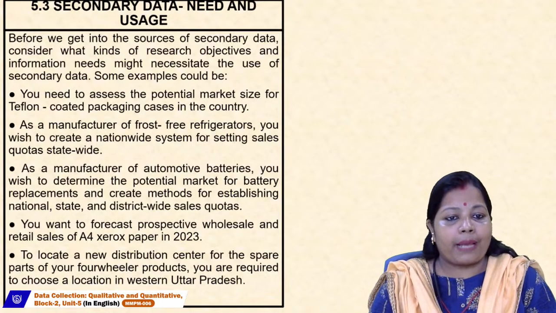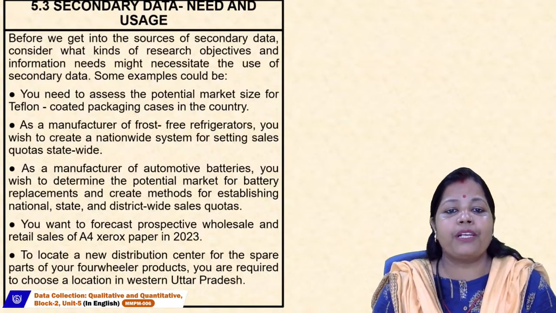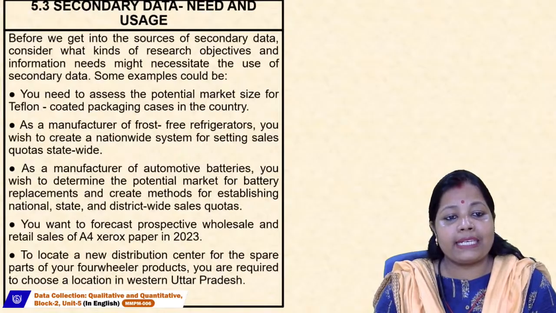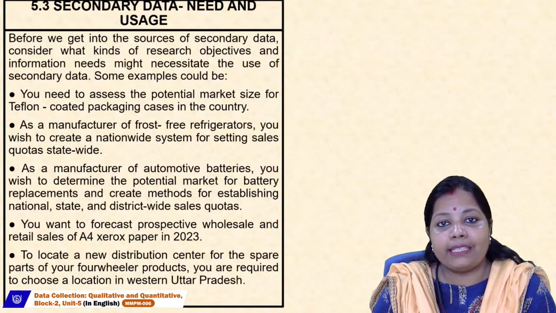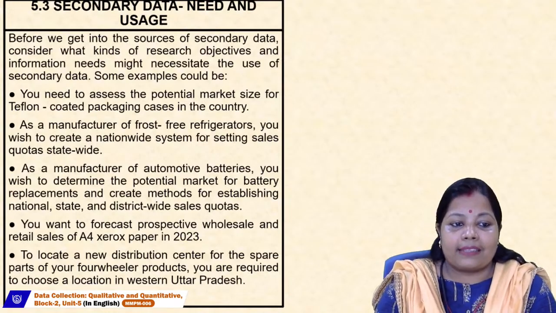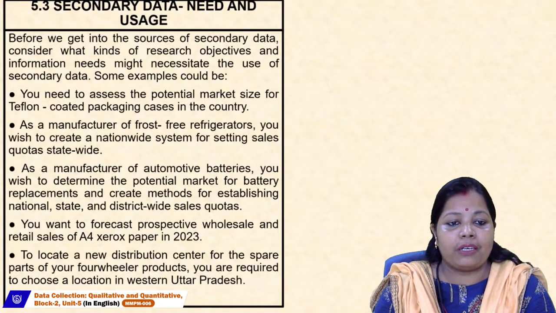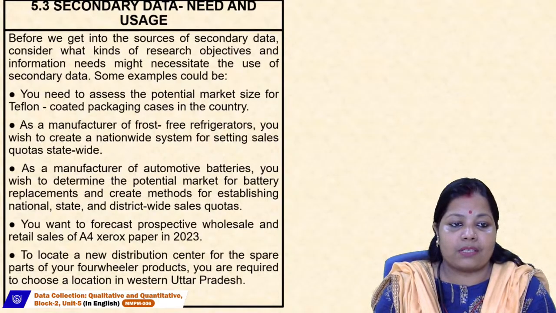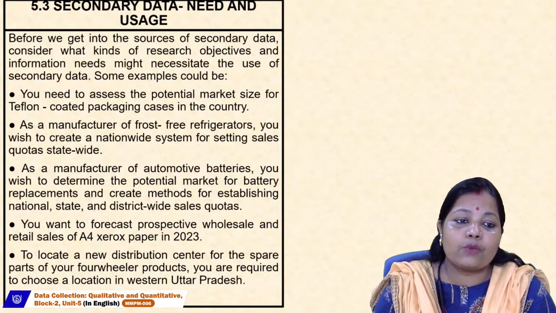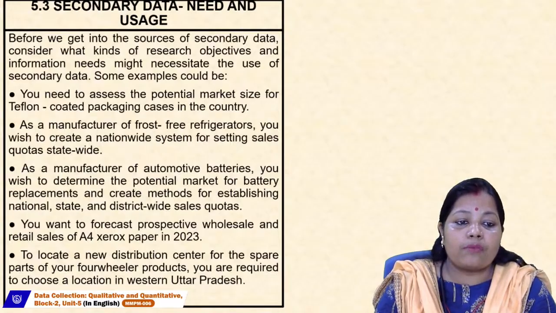But after manufacturing this frost-free refrigerator, we wish to create a nationwide system for setting sales codes statewide. It will come under the secondary data. The third example: as a manufacturer of automotive batteries, you wish to determine the potential market for battery replacements and create methods for establishing national, state and district-wide sales codes. So this comes under secondary data, because secondary data is the only way to solve such a problem for a researcher.